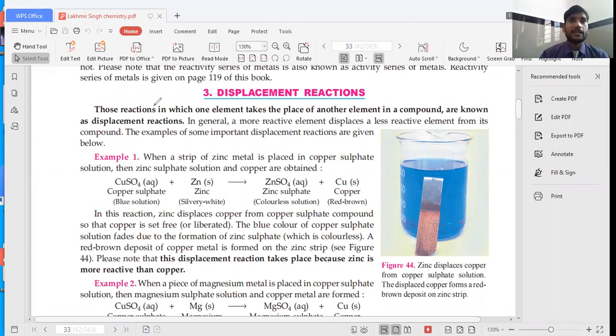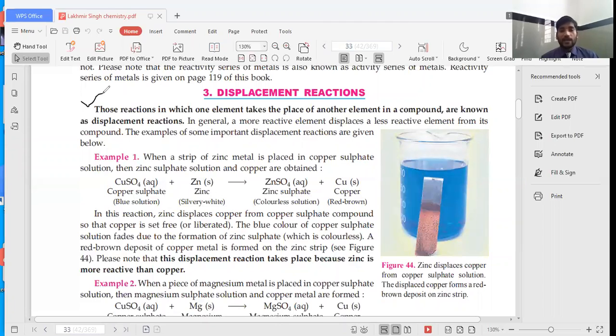Decomposition reactions were further categorized into three categories: thermal decomposition, electrolytic decomposition, and photolytic decomposition. We have seen examples of all three. Those students who have not gone through the previous lecture, it's my suggestion to first go through the previous lecture, then switch to this video. So this is the time to discuss the displacement reactions.